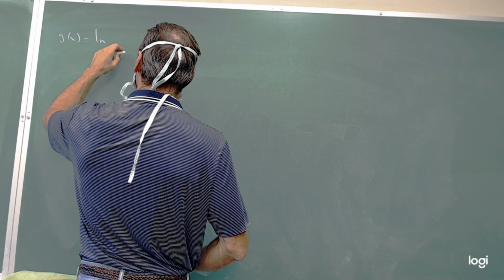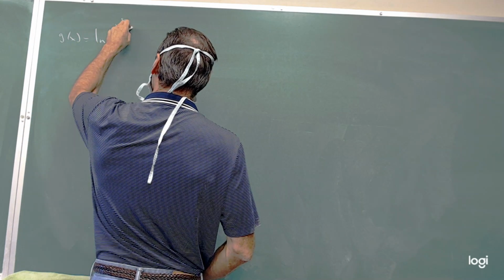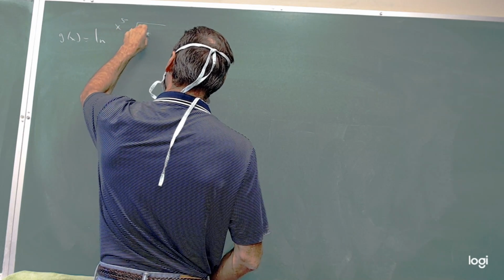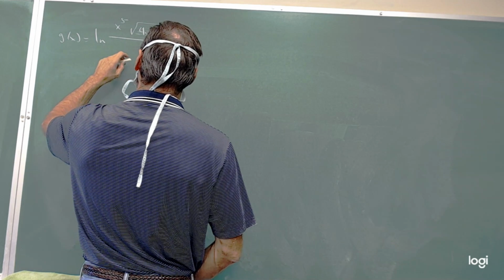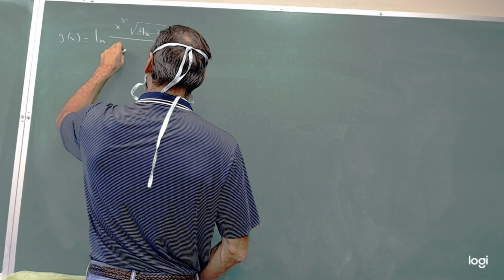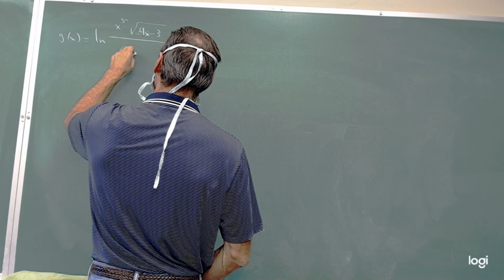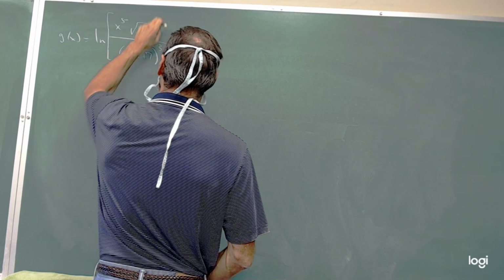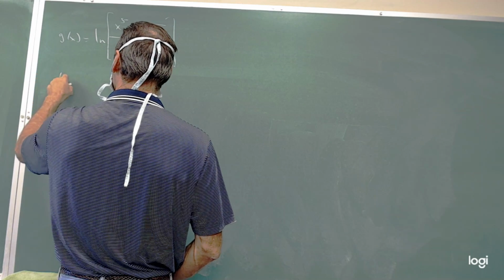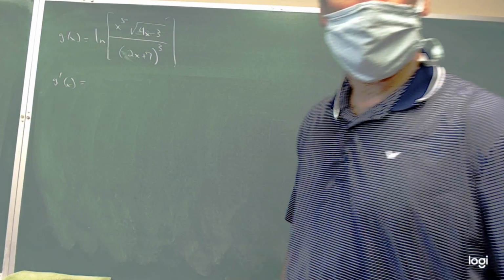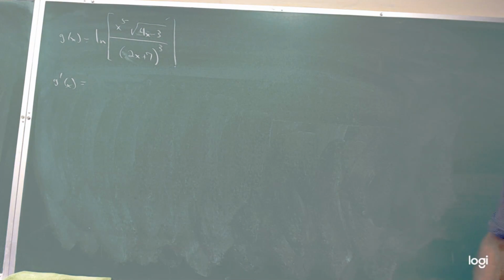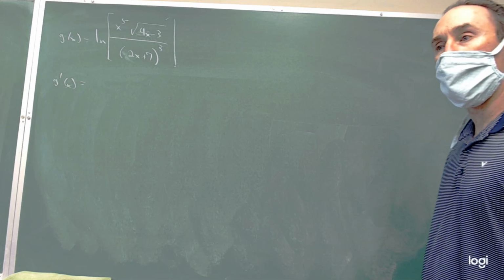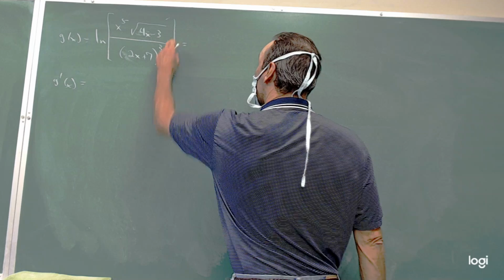So if we take the natural log of x to the 5th times the square root of 4x minus 3, all over 2x plus 7 to the 3rd, and that's all in our logarithm, and we're interested in g prime of x. Don't jump in there and start doing product rule, quotient rule, chain rule, and all that stuff, because that is a mess. Instead, we'll use all of our clever logarithm properties first.